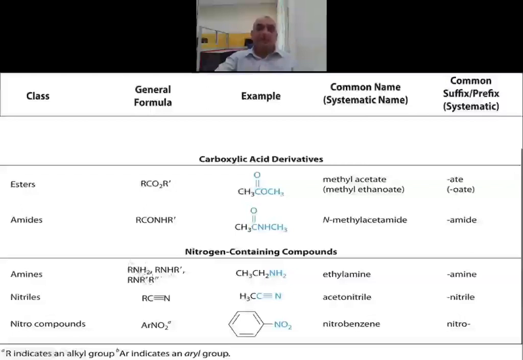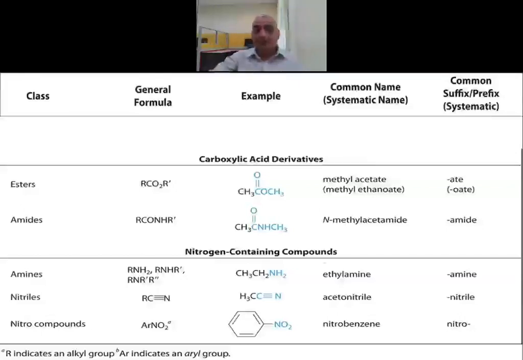For simple understanding, if we see this one is nitrogen, this is hydrogen, this is hydrogen, this is hydrogen, this is called ammonia. And if we replace one of the hydrogens by an alkyl group, this is called a primary amine. If we replace the second hydrogen by an alkyl group, this is called a secondary amine. And likewise, if we replace the third one, this is called a tertiary amine.